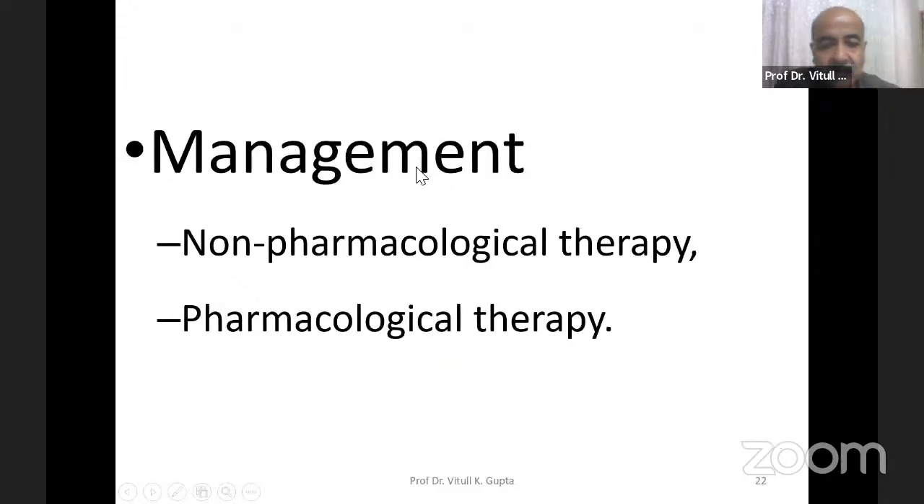So coming on to the management. Management, as always in almost all the non-communicable diseases, consists of non-pharmacological therapy and pharmacological therapy.